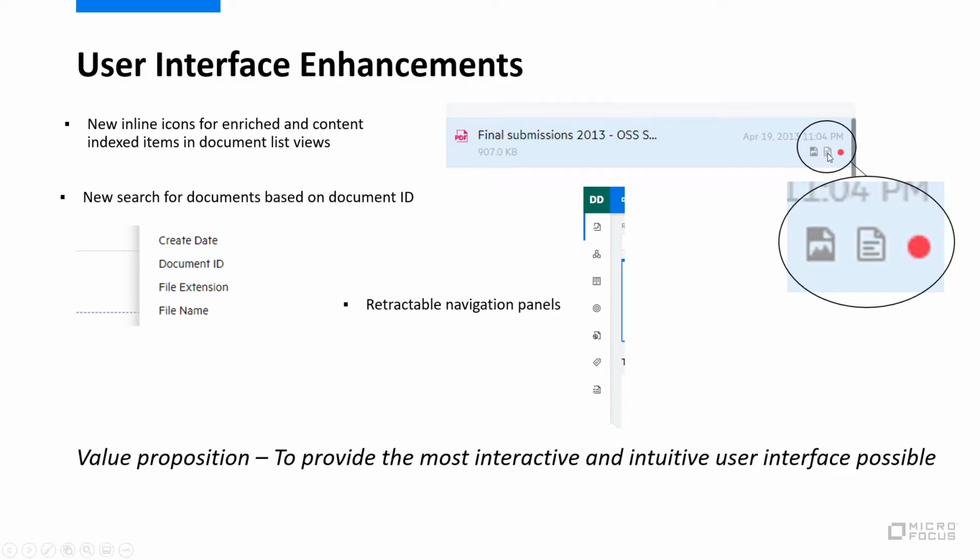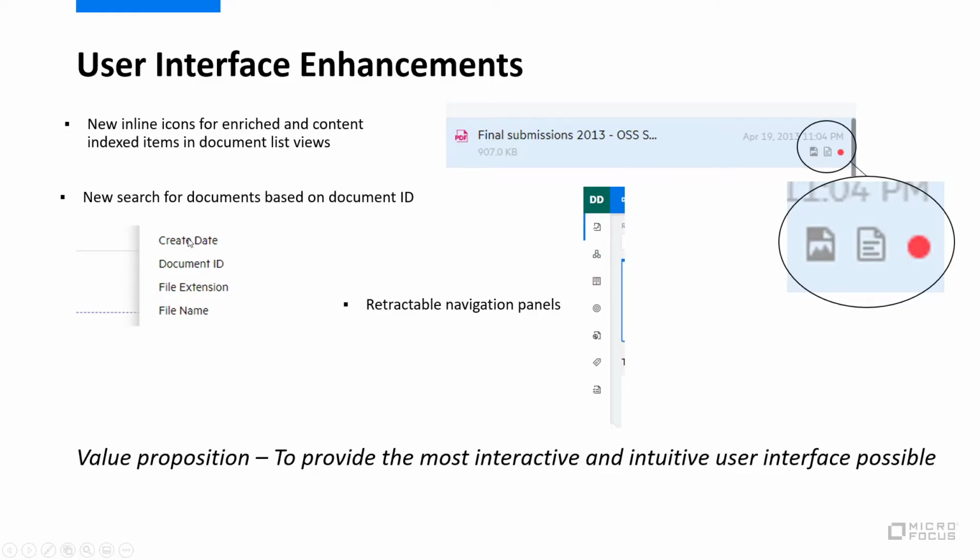But you can see the two icons next to it, for enrichment and the document, which show the status: these documents have been enriched, and these documents have been collected and content indexed. So these icons help you see the latest status.